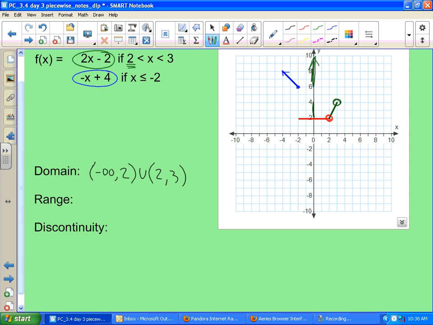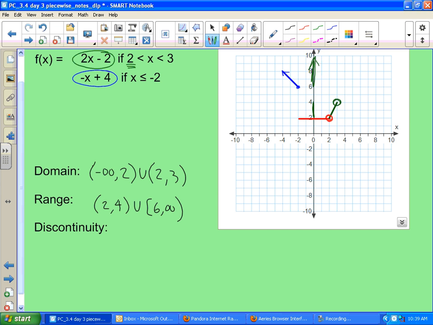It's not 2 to 6 because between 4 and 6 there's no graph. So I'd say this one goes from 2 to 4, closed with a parenthesis because I cannot be 4. Union that with 6 with a bracket, because I can be equal to 6, and then go to infinity. That would be the range for that one.